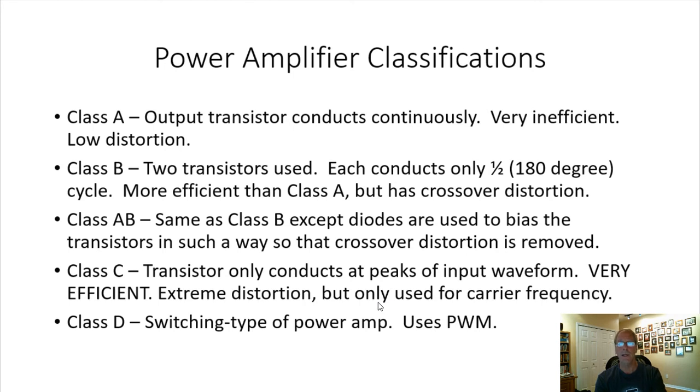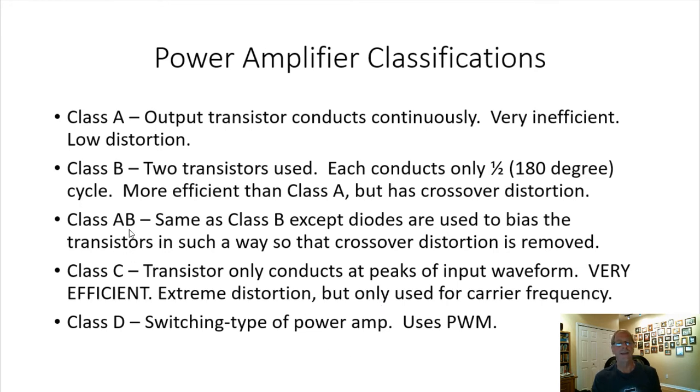Now we have Class B, which, if you remember, has 2 transistors. One handles the top half of the sine wave, the other the bottom half, so each one handles 180 degrees. When there's 0 signal input, both transistors are off, so it's more efficient. The problem is that there's a little dead band, because each transistor needs 0.6 volts or so to turn on. So between plus 0.6 volts and minus 0.6 volts, you don't get any output. And that's a problem.